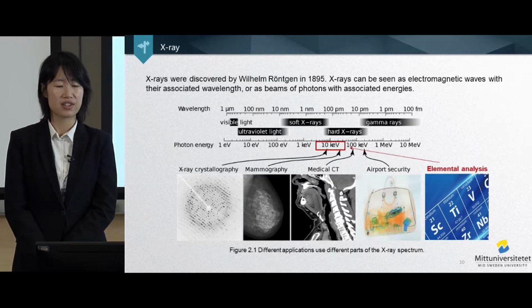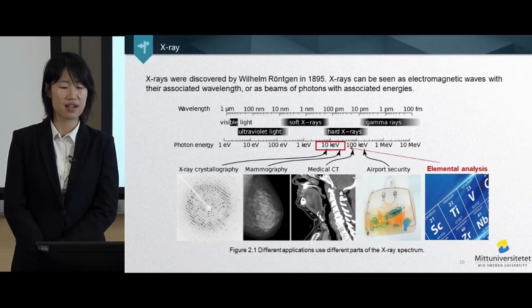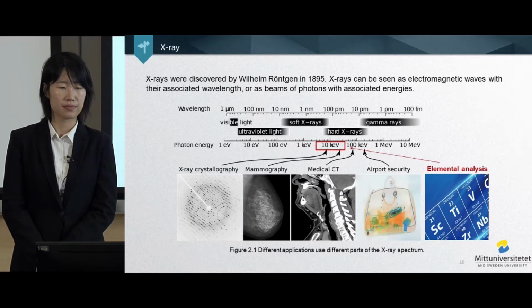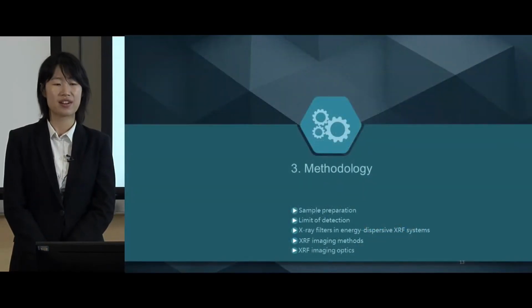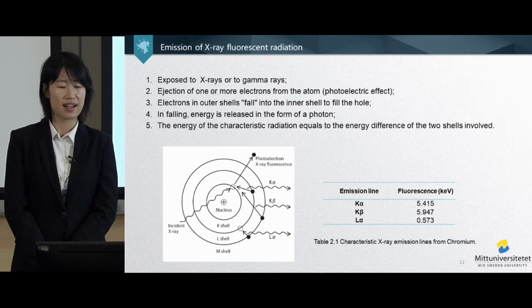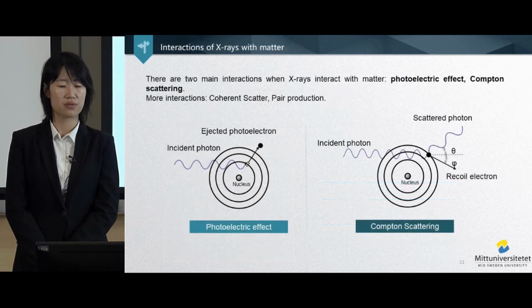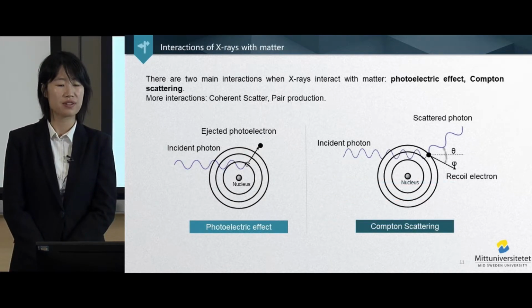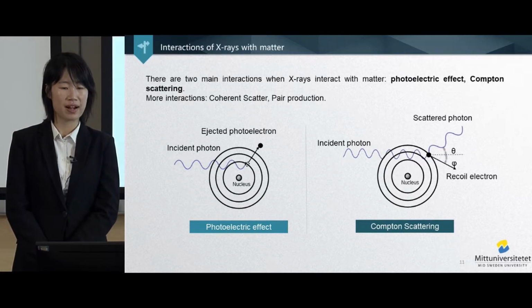Above all these applications, X-rays can also be used to identify elements based on the interaction between the X-rays and the atom. There are two main interactions involved in this thesis. The first one is called the photoelectric effect. At energies of a few electronvolts to a few kiloelectronvolts, a photon can be completely absorbed, and its energy can eject an electron from the host atom. This process is known as the photoelectric effect.